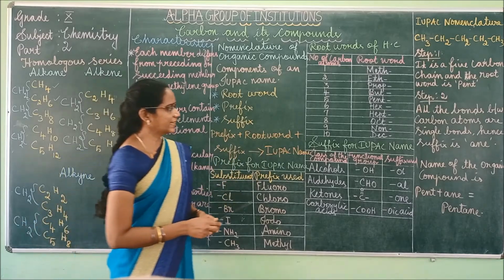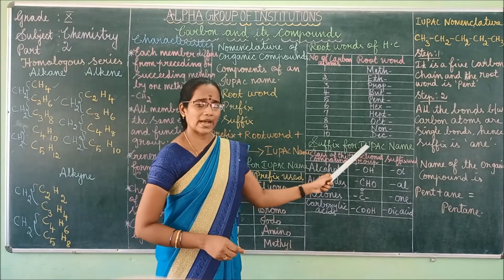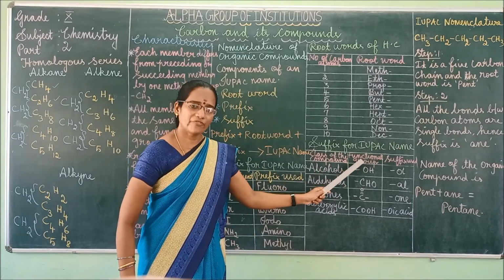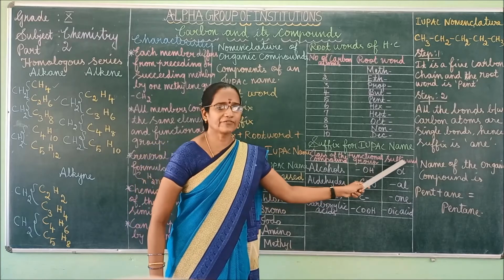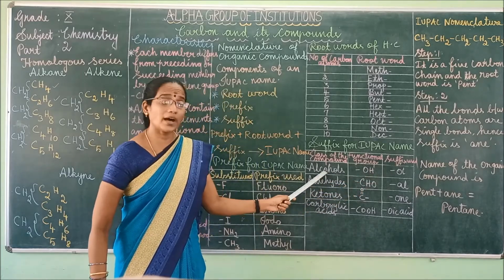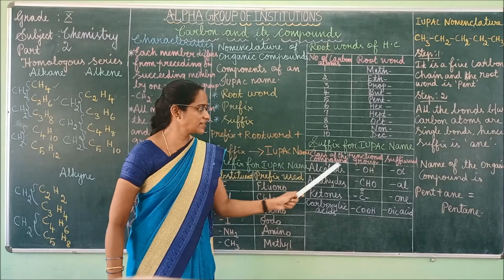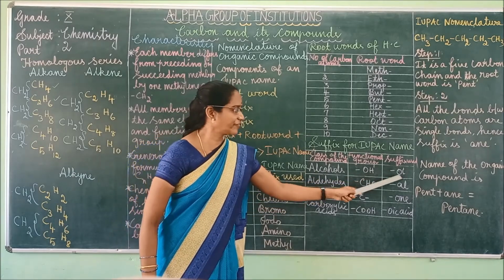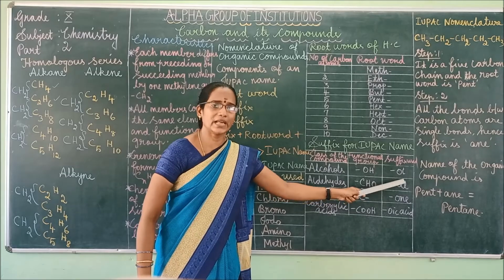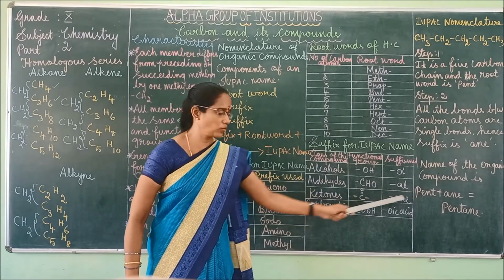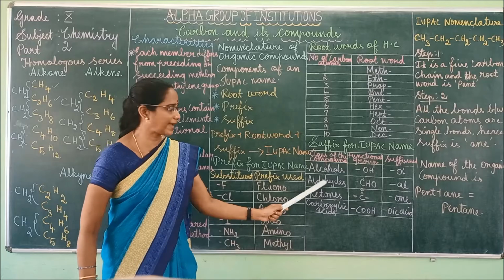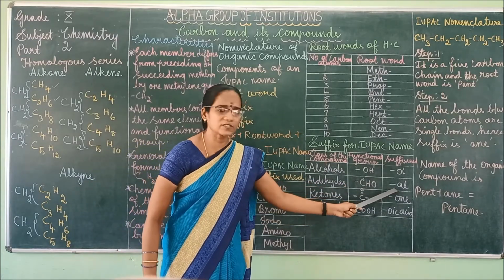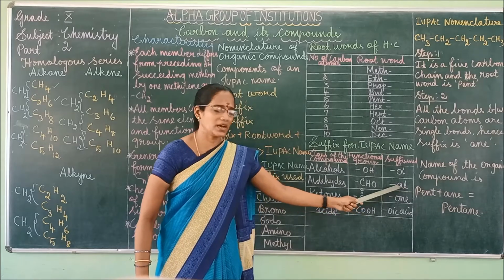So next one, suffix for IUPAC name. Class of the compound is given, functional group is given, suffix used. First one, alcohols. The functional group is OH, and the suffix used is OL. Alcohol, OL. Next one, aldehydes. Functional group is CHO and the suffix used is AL.